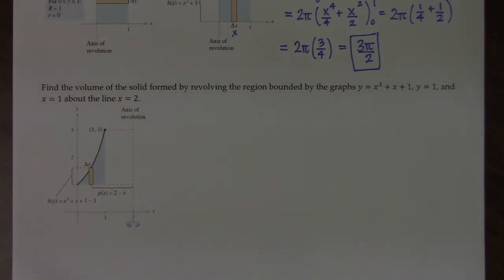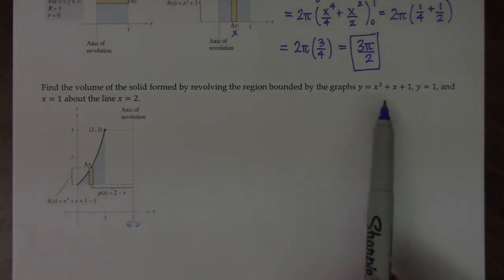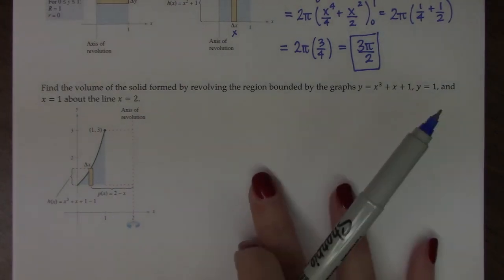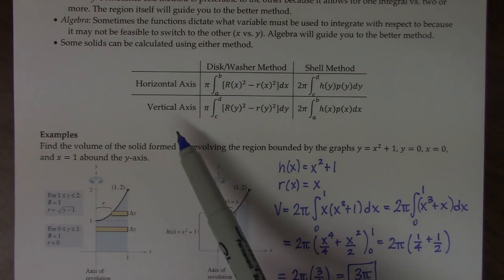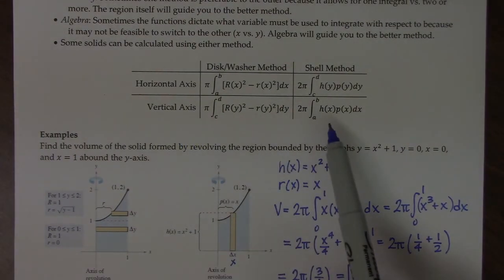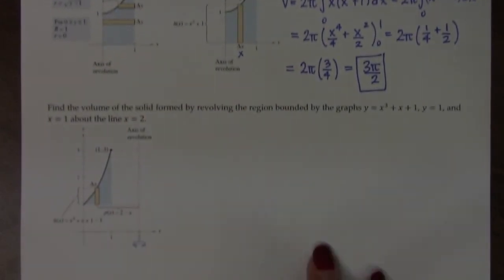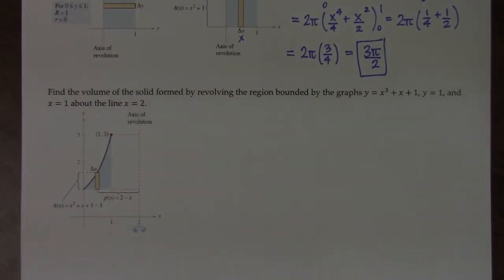But washer says when you're going around a vertical line, you have to integrate with respect to y. But look at this function. I can't solve this for x, right? You can't really solve a cubic as a function of y. So I am stuck in variable x. So if we go back to the chart, it says a vertical axis of rotation, if you have to use variable x, requires the shell method. So this is an example of the algebra getting in our way. It wasn't really the geometry, we just couldn't do it algebraically.